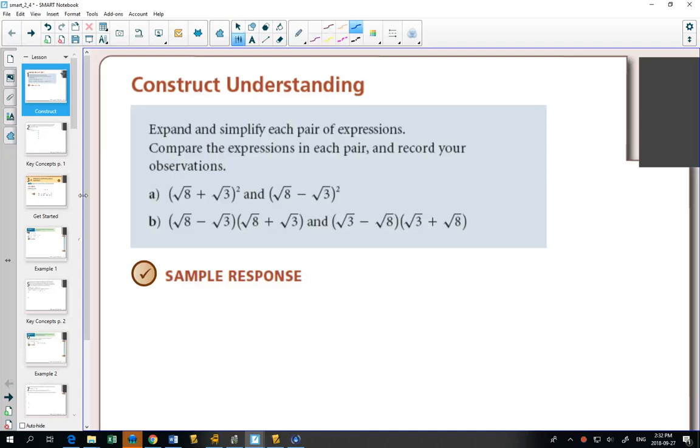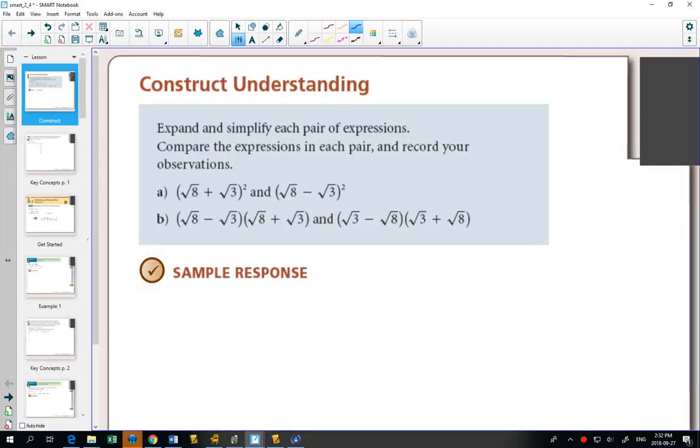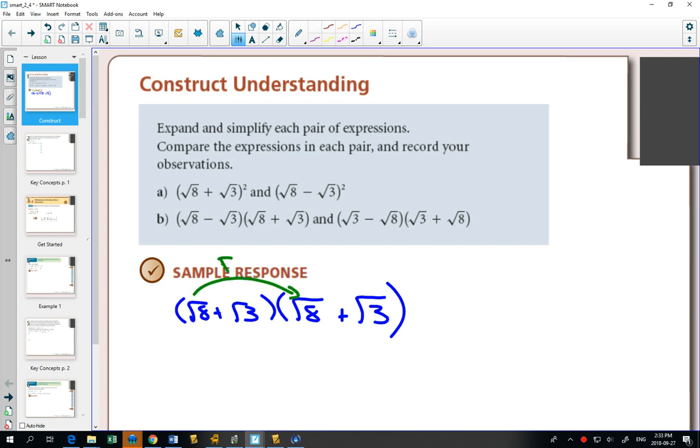The first thing that we want to remember with our distribution is that when something is squared, like root 8 plus root 3 squared, that means root 8 plus root 3 times by itself. And when you have two binomials multiplied by itself, in English we use the word FOIL. FOIL is just a reminder that we multiply our first ones, the outside ones, the inside ones, and the last ones.